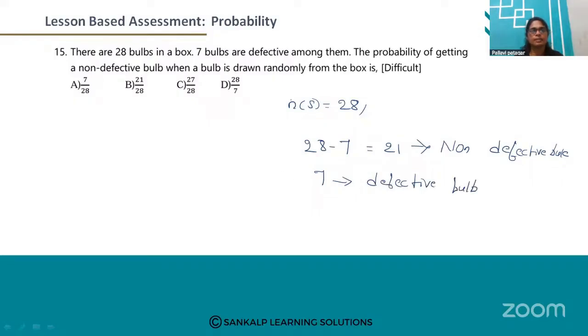So now what should we do, when a bulb is drawn randomly from the box, we have to find out the probability of getting non-defective bulb. So here P of non-defective bulb is equal to 21 divided by total number of outcome is 28. So B is the correct option.